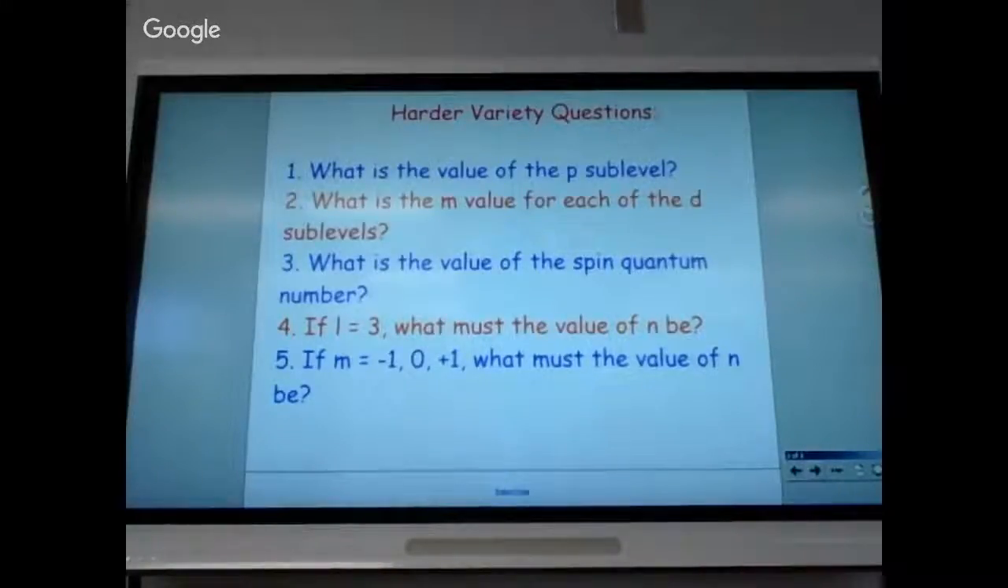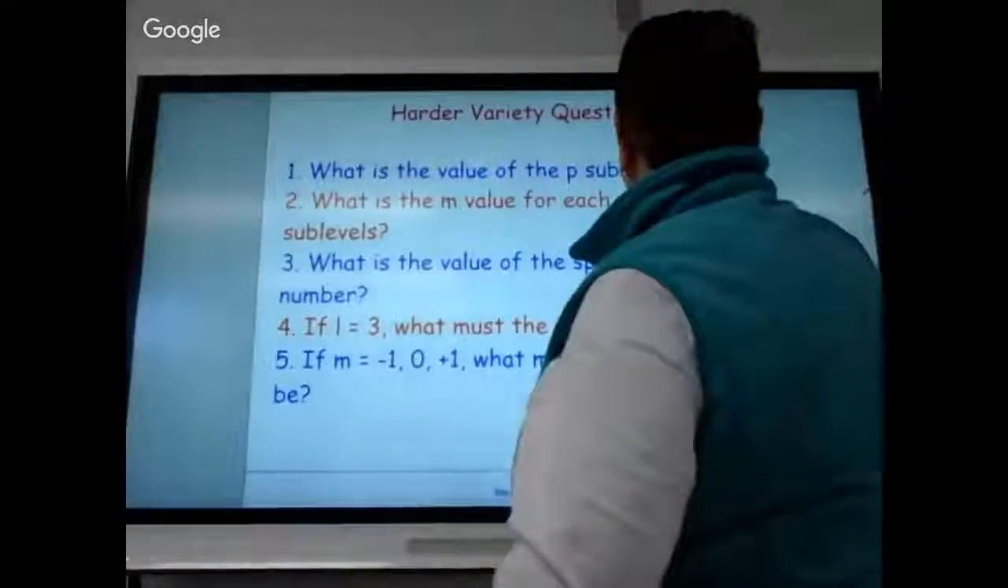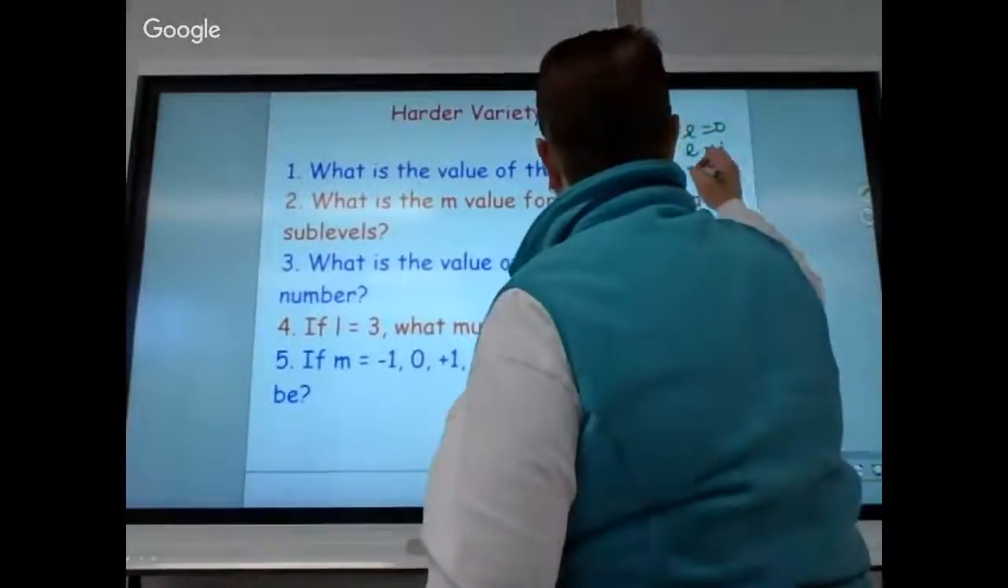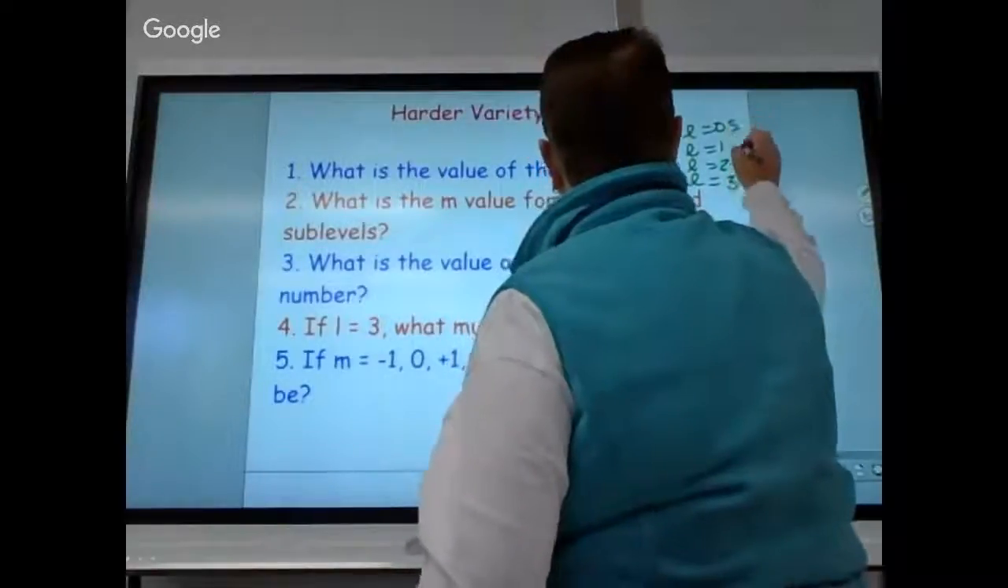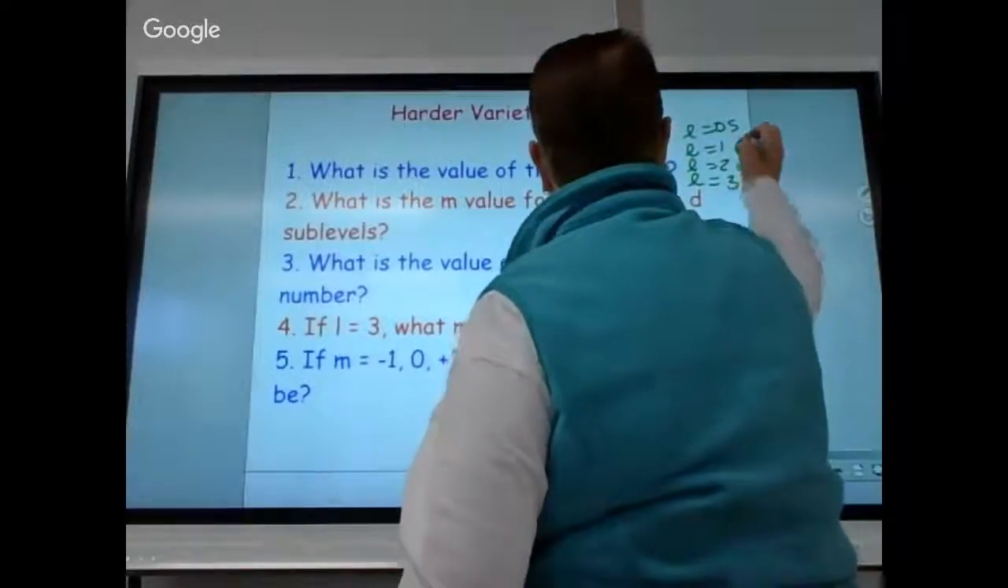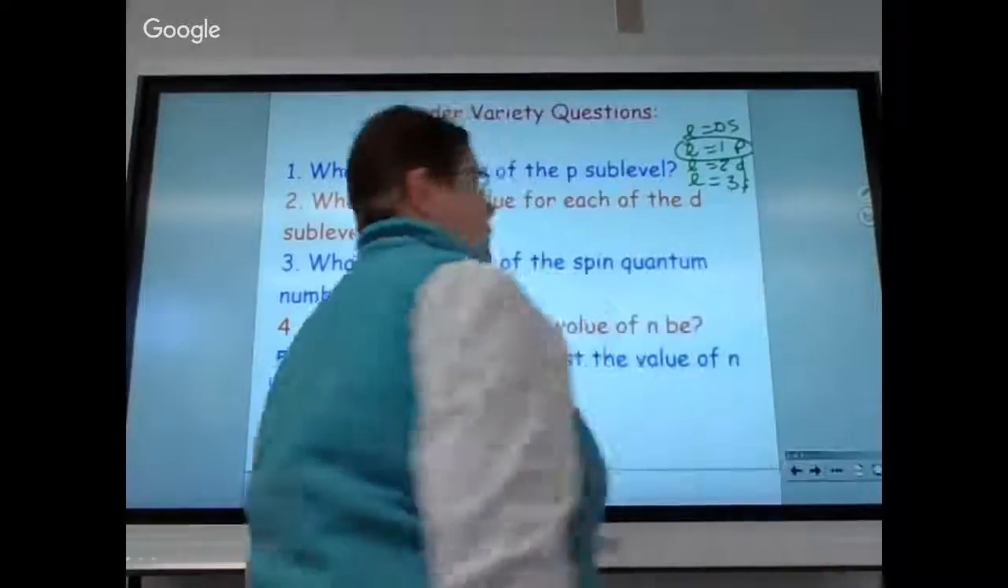1. Okay? Remember, they're not called the quantum letters. They're called the quantum numbers. So we have to assign numbers to all of them. So this is where that L equals 0, 1, 2, and 3 comes in. So that's S, P, D, and F. So P is assigned to 1.